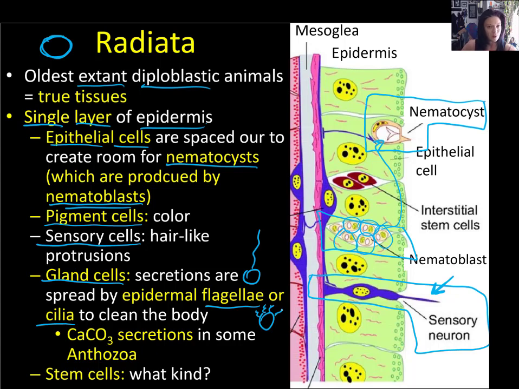They move in a coordinated way to spread those glandular secretions over the surface of the animal, usually to do things like clean away dirt or to help lubricate the animal so they move through the water more smoothly. Now, there's a certain kind of gland cell found only within the anthozoans, and instead of producing a liquid secretion, it produces a secretion that immediately hardens. It's made out of calcium carbonate, and it's what makes up the stony part of corals. So that calcium carbonate skeleton, that matrix that corals build, is produced by these glandular cells.